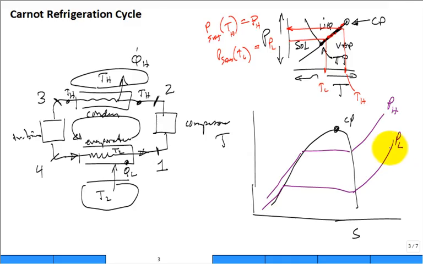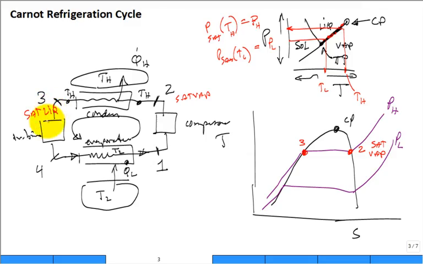You want all of this heat to go into the fluid at constant temperature and out of the fluid at constant temperature. So to fit the Carnot refrigeration cycle on this temperature-entropy diagram, the best you can do is put state 2 right there, which is saturated vapor. It's at the corner. And state 3, you tuck way over here, and that's going to be saturated liquid.